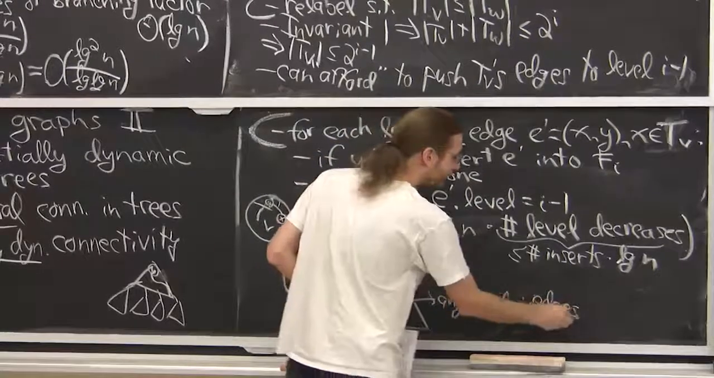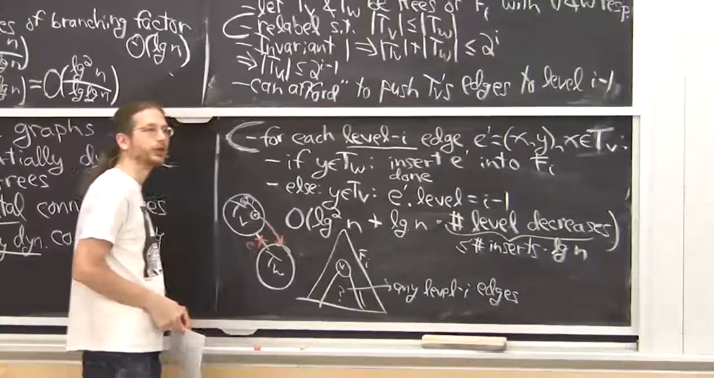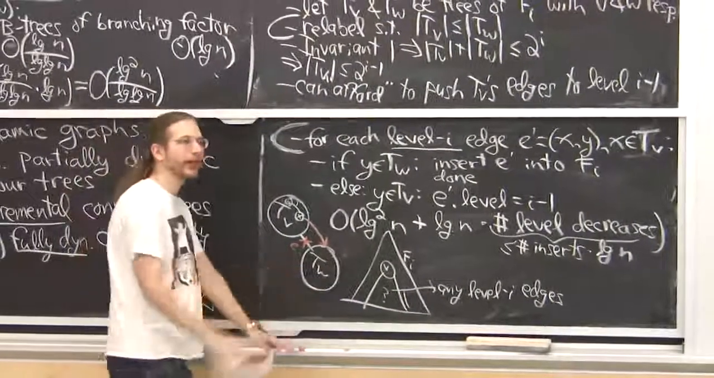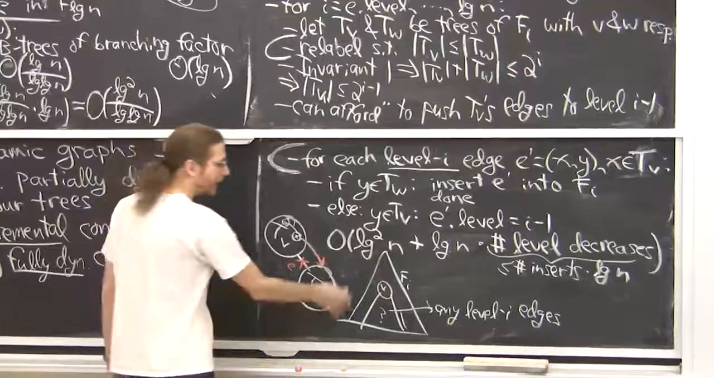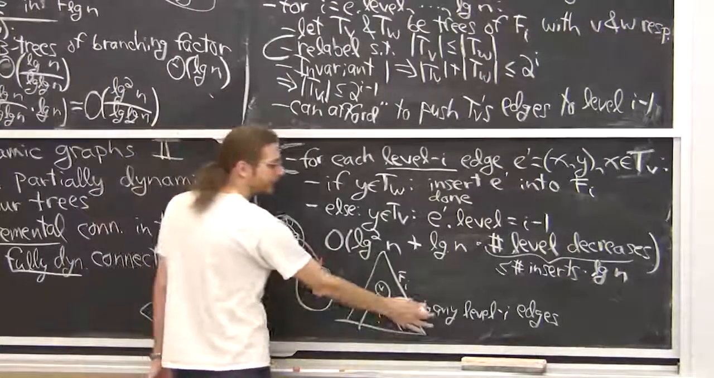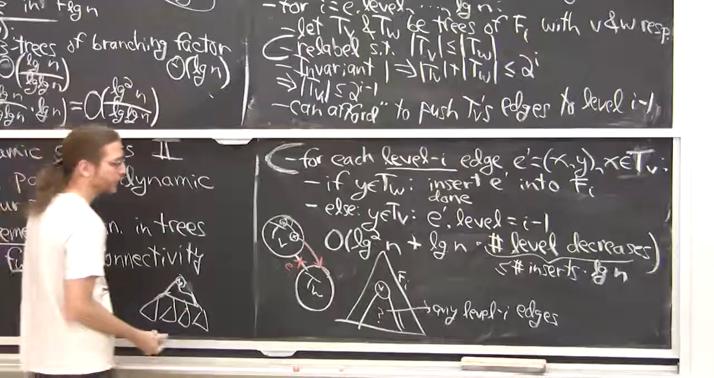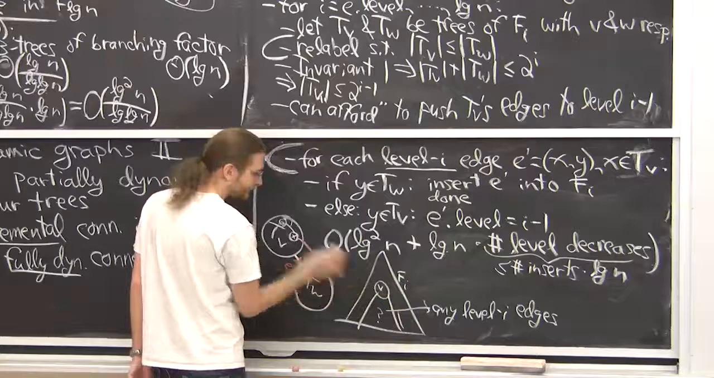If there aren't any level I edges, then for the purposes of this search, I should just skip that subtree. It's as if the subtree was erased. So I have some tree. It has height log n overall. I erase some of the subtrees according to this bit, which is an easy thing to keep track of. It's an augmentation, constant factor overhead.